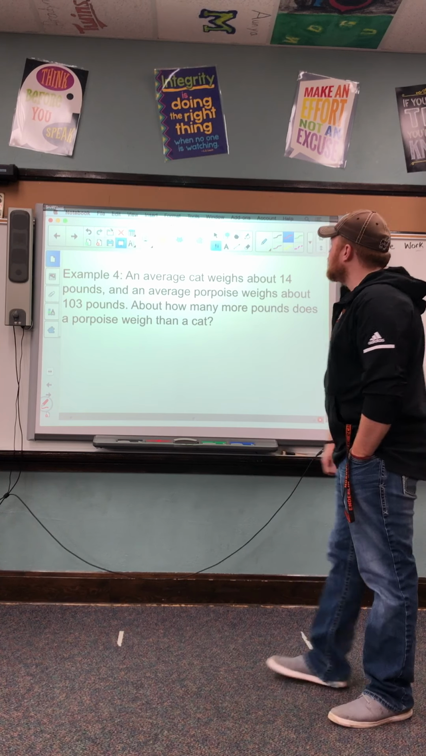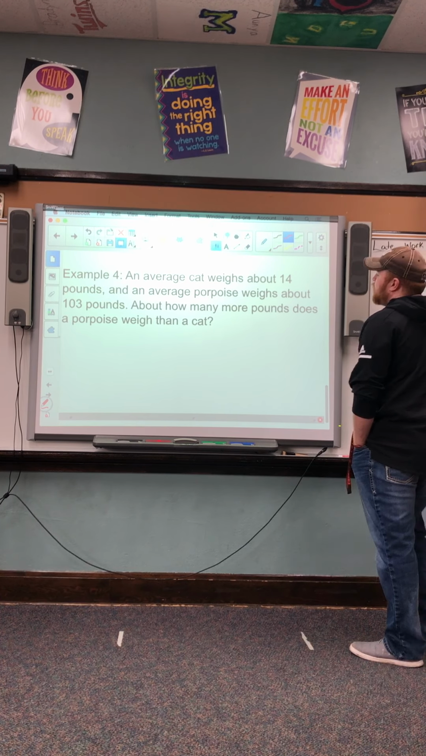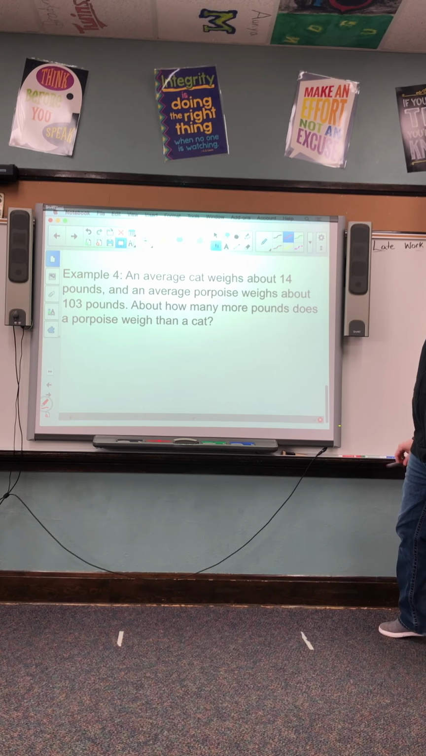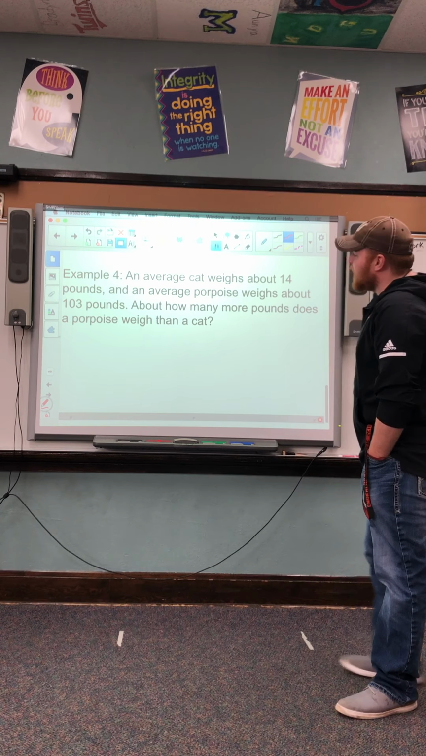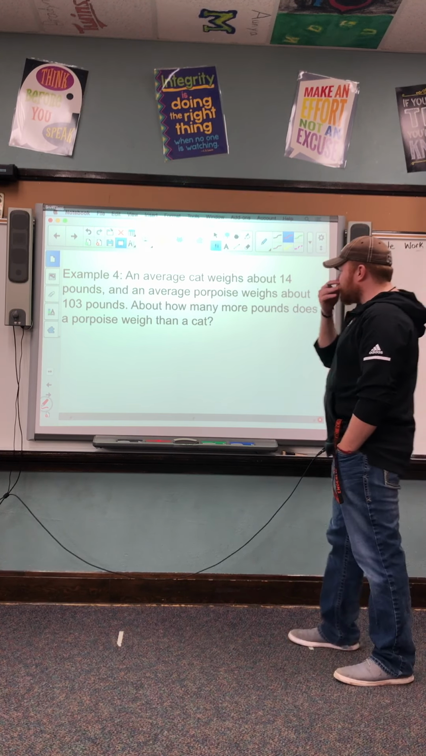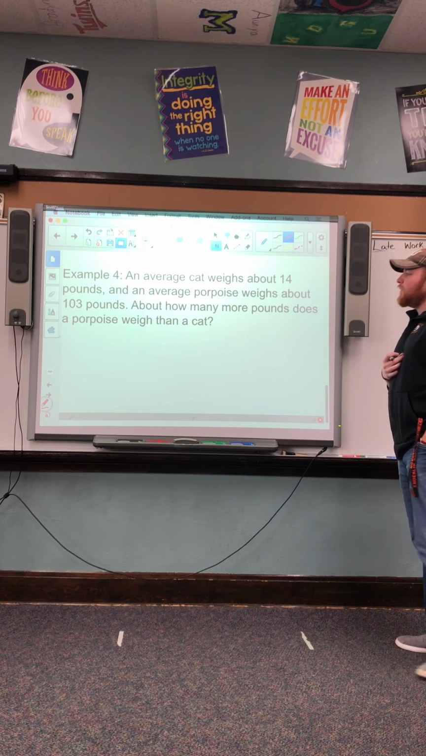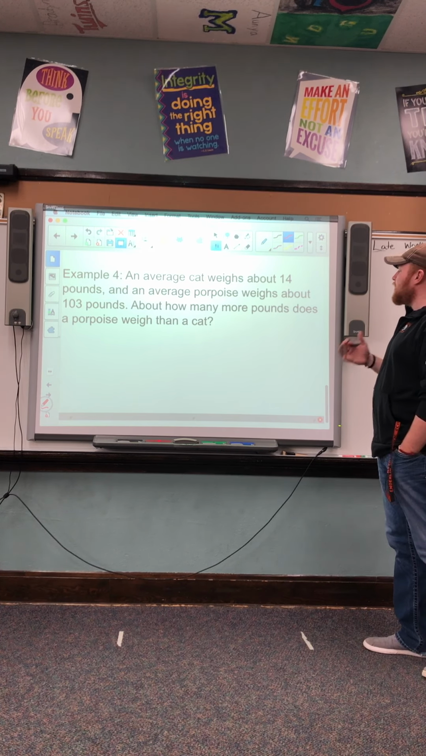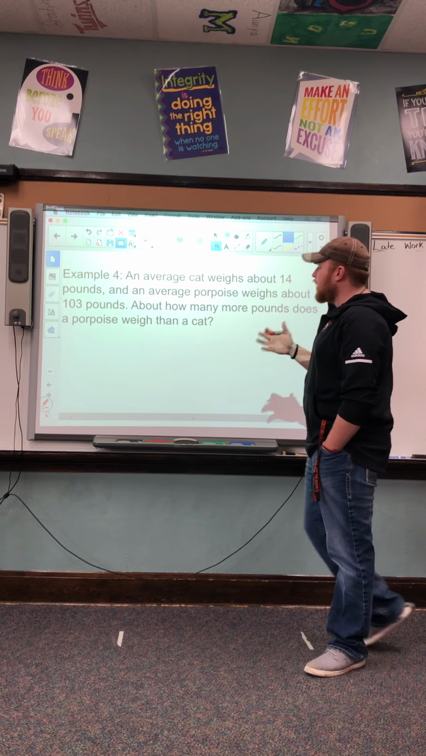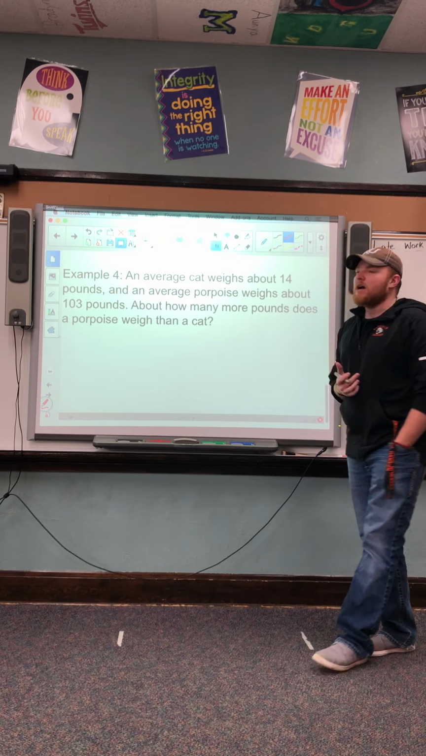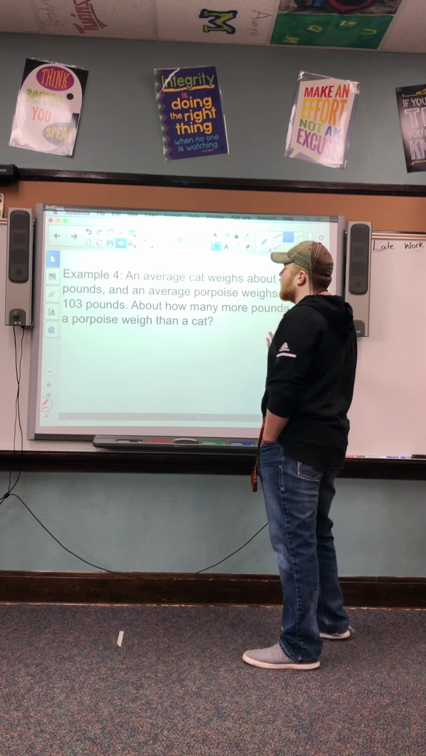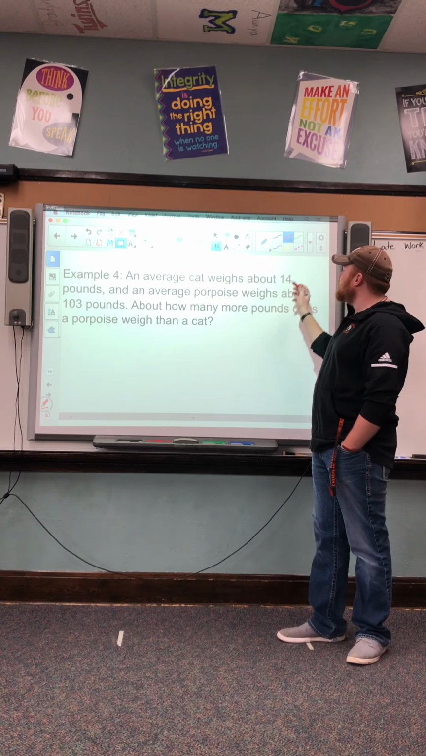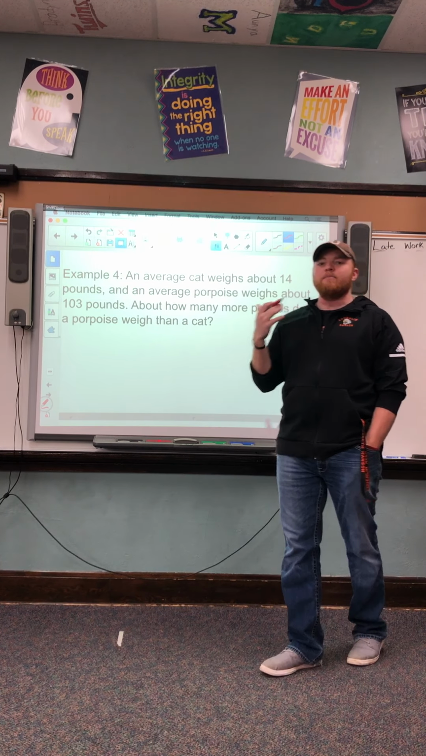An average cat weighs about 14 pounds, and an average porpoise weighs about 103 pounds. About how many more pounds does a porpoise weigh than a cat? All right, so an average cat weighs 14 pounds. About how many pounds does a porpoise weigh more than a cat? Okay, so now you're trying to find compatible numbers, but we're still subtracting. So what could we round 14 to make it mental math?